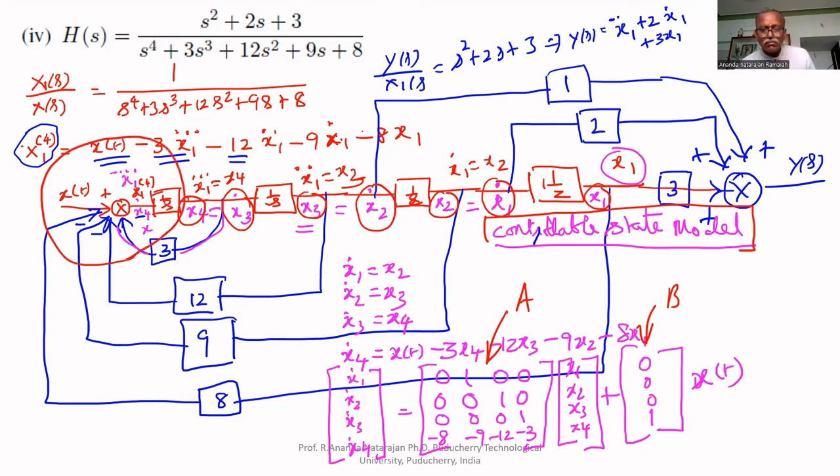Notice that in controllable canonical form, the A matrix has all elements in the last row, and all other rows have off diagonal elements. These are all called off diagonal elements. So if the A matrix is in this pattern, then it is in controllable canonical form.